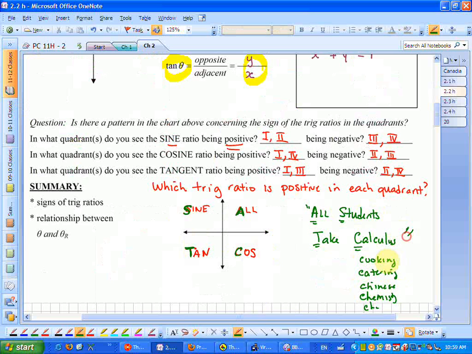C physics, C science, C English, I don't know. Annoying students take calculus. Okay, Asian students take Chinese.